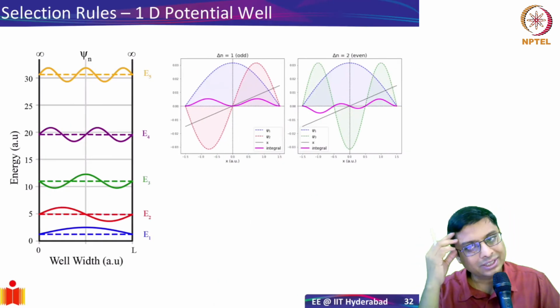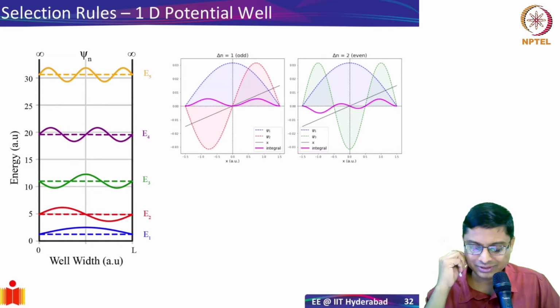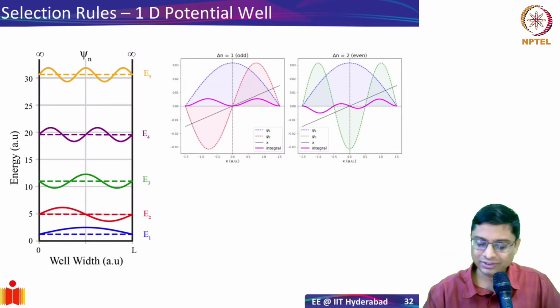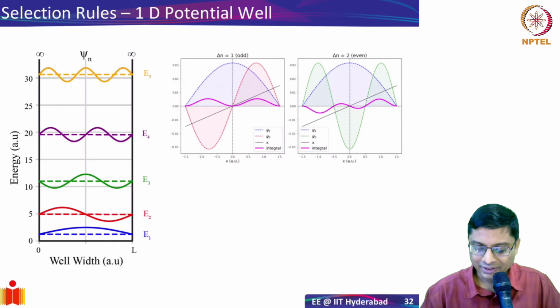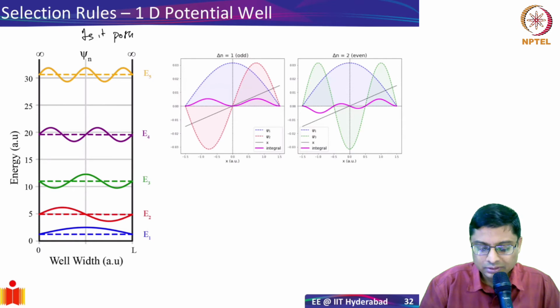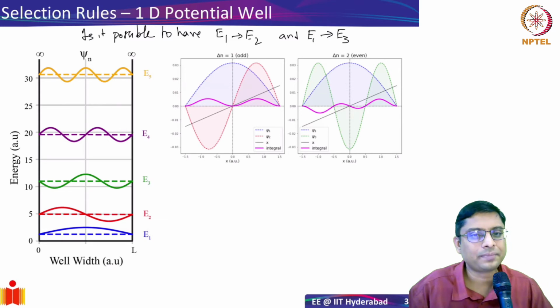All right. So let's go back now to the original question that I asked at the beginning of the lecture. Can we have a transition, let's say from energy level 1 to 2? Is it possible to have an E1 to E2 transition and an E1 to E3 transition? Let's check.